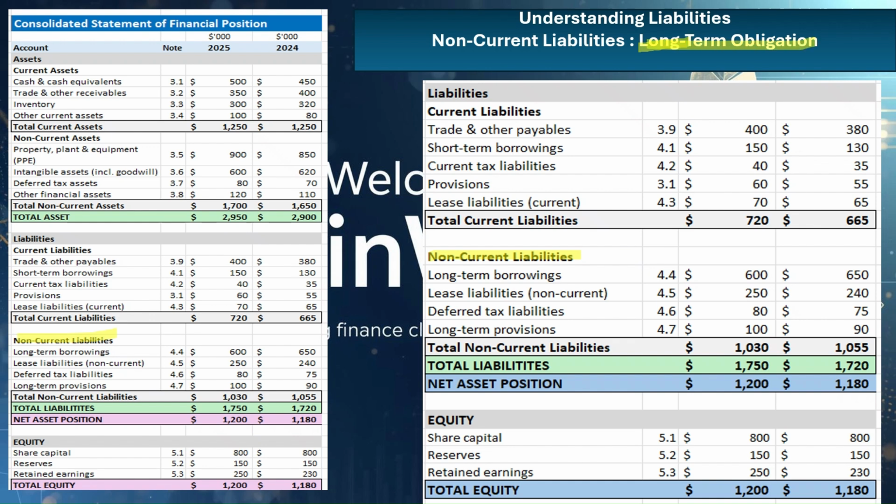Long-term debt is bonds, bank loans, and other borrowings with extended maturity dates. Lease liabilities are long-term rental commitments for property and equipment under IFRS 16. Deferred tax liabilities are future tax obligations from timing differences. Long-term provisions are restructuring costs, environmental cleanup, or warranty obligations.